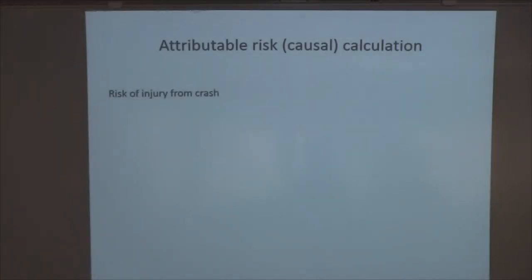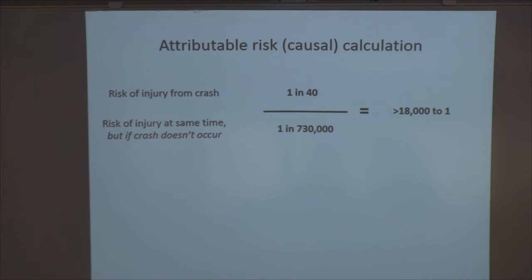Well, very simply, we say the risk of injury from the crash, okay, we'll put it at 1 in 40. That's the risk of a disc injury from the crash. The risk of injury at the same time, but if the crash doesn't occur, he just starts to have this problem, well, just on the same day is 1 in 730,000. I'm not even talking about the same 5 minutes or the same 30 seconds. I'm talking about the same day. Well, that's a ratio of 18,000 to 1, which is the same thing as a 99.99% probability of cause.